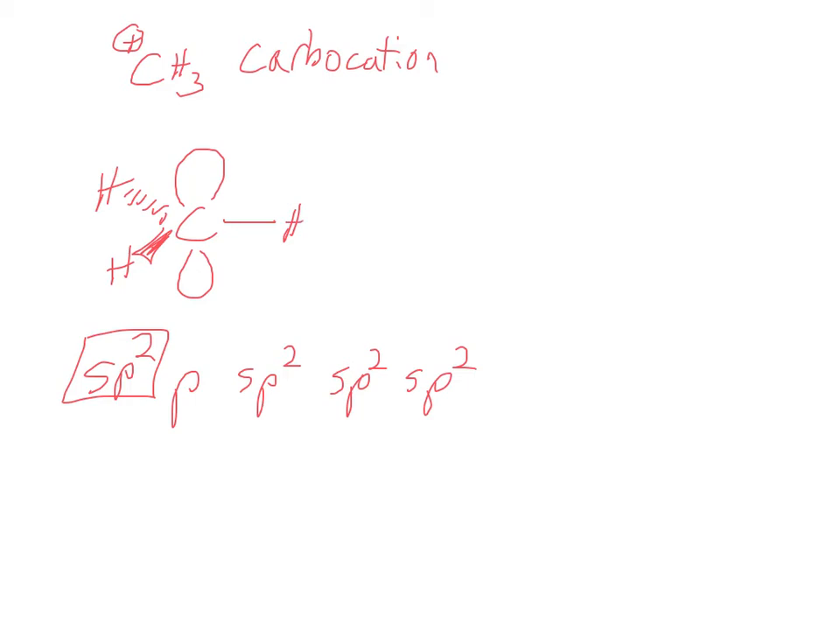And I left the p orbital empty, right? So this sp2 orbital is helping bond to hydrogen. This one's also bonding to hydrogen. This one's also bonding to hydrogen. So what I have left over is this p orbital, and I left it empty. So there's no electrons in there.